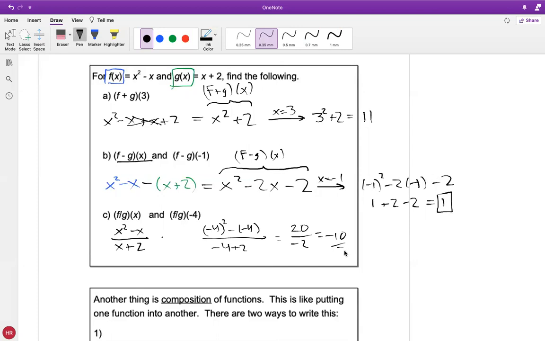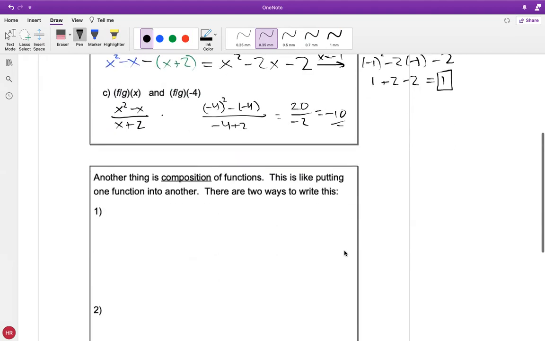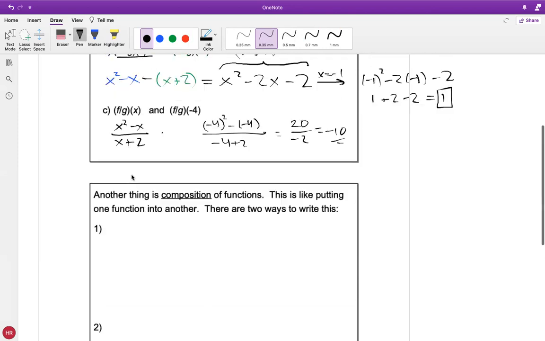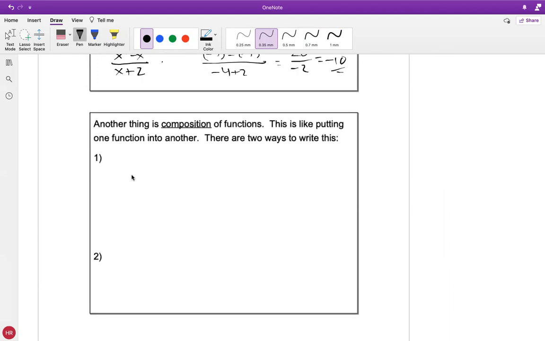When these show up on assessments, you should be pretty comfortable with doing that. Just turning this into this and turning this division into that. Pretty straightforward. Nothing too tricky there.